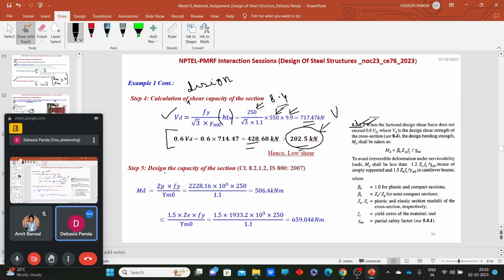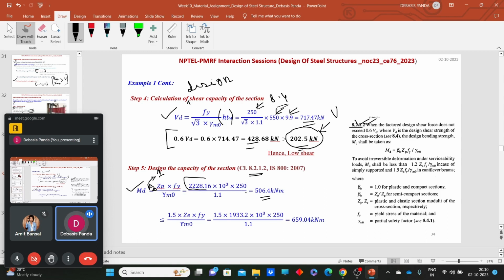So design bending capacity Md from clause 8.2.1.2. What is the value of this? This is nothing but beta b into Zp Fy by gamma m0. Now this is a plastic section, so beta b will be 1. Zp for the ISLB 550 is that, and 250 is nothing but the yield strength. So if I calculate it, the value comes as this.